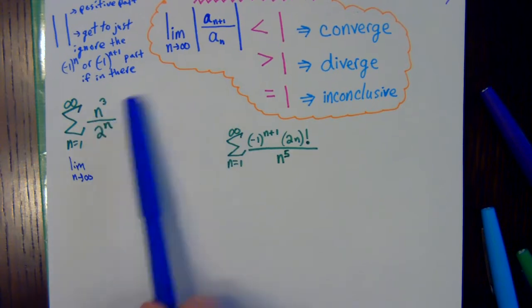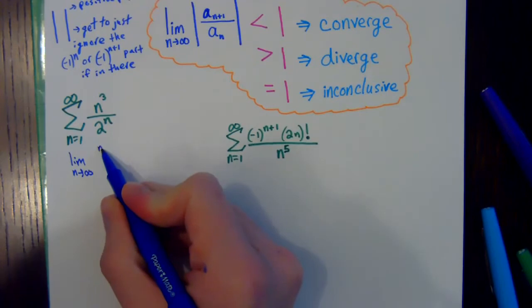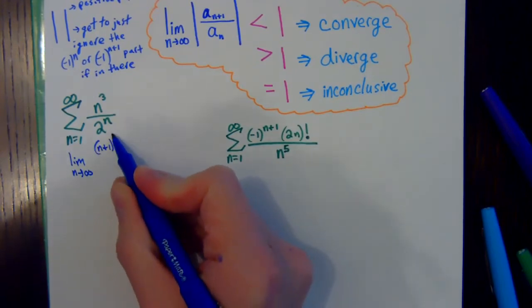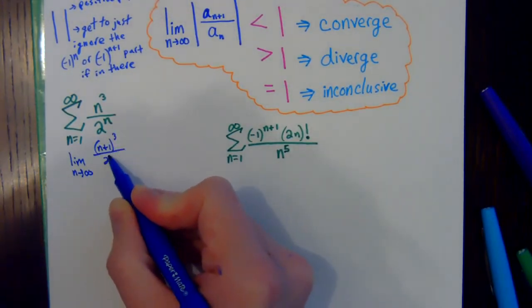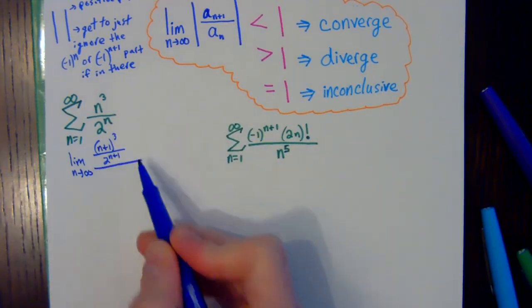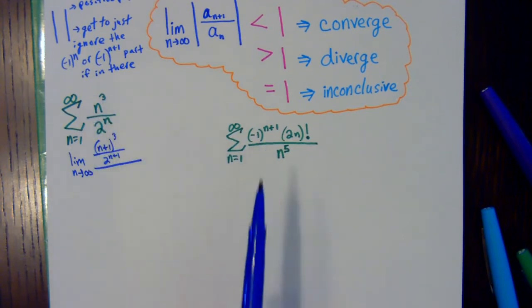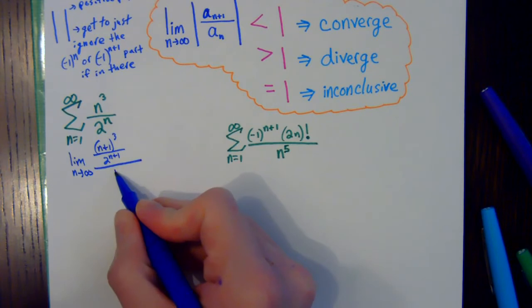And then, the a sub n plus 1 is you just replace all of the n's with an n plus 1. So that'd be n plus 1 cubed over 2 to the n plus 1. And then I'm going to divide it by the a sub n. So I'm going to have this giant fraction bar. The a sub n is your original problem, not including anything that would make it alternate there. So your a sub n is this right here.